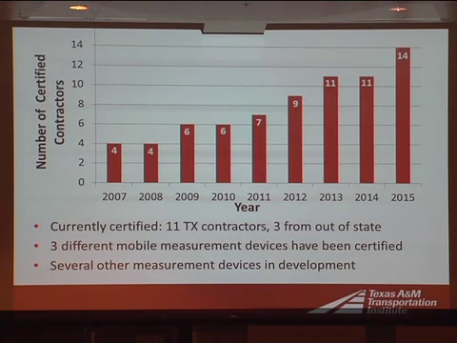Over the years, we've evaluated 3 different mobile retroreflectivity measurement devices that have been certified. As in my picture earlier, we had 2. The 3rd one that we've evaluated is a proprietary piece of equipment that's only used by 1 contractor, and it actually had pretty good results. And currently, there are several other measurement devices in development. We're working with a couple different manufacturers and testing their products to make sure that they're collecting accurate data.